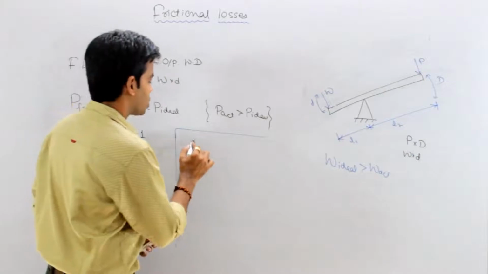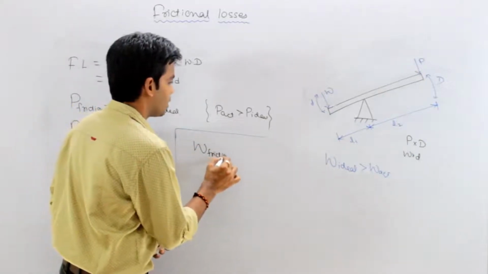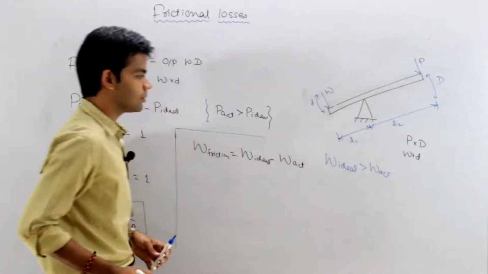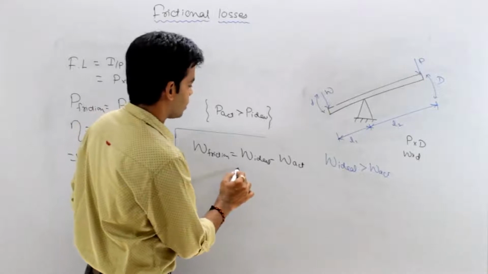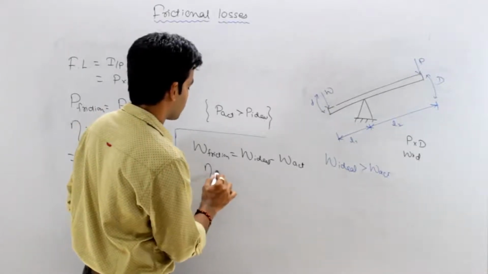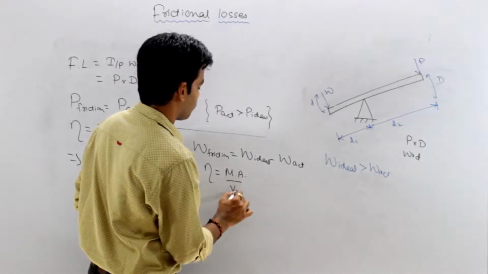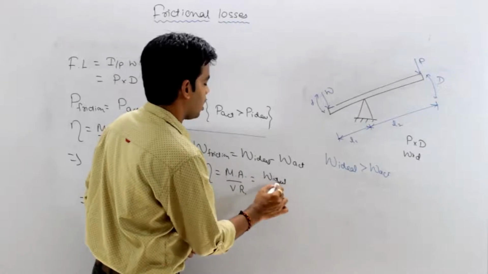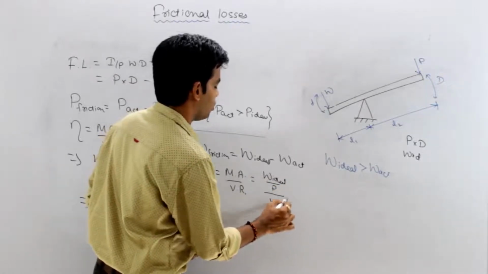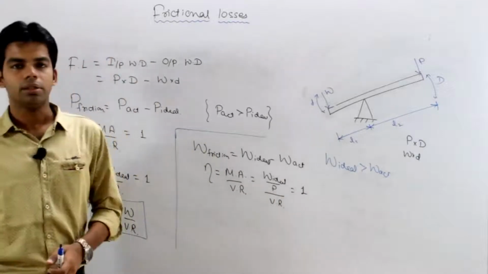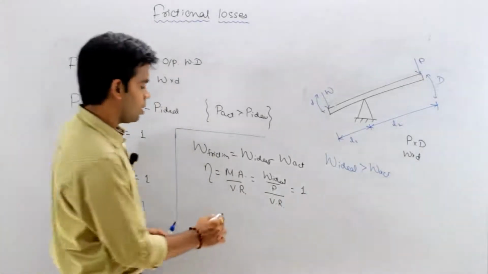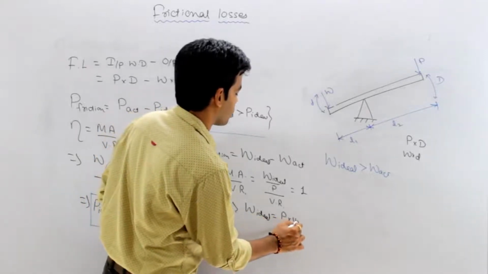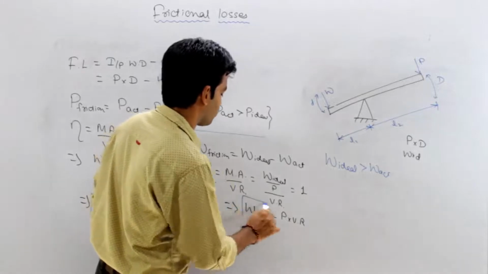So what will be W friction? The difference between the two. That means this will be equal to W ideal minus W actual. Okay, so from here you can determine this W ideal. What is W ideal? Efficiency, as we know, is mechanical advantage upon velocity ratio. So in this case, this can be written as W ideal upon P, upon velocity ratio, and if this is an ideal machine, efficiency is equal to 1, or you can say W ideal is equal to P into velocity ratio.